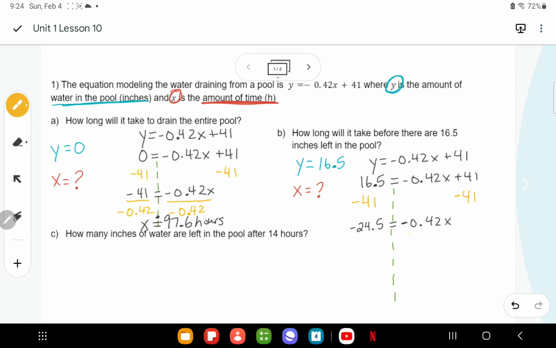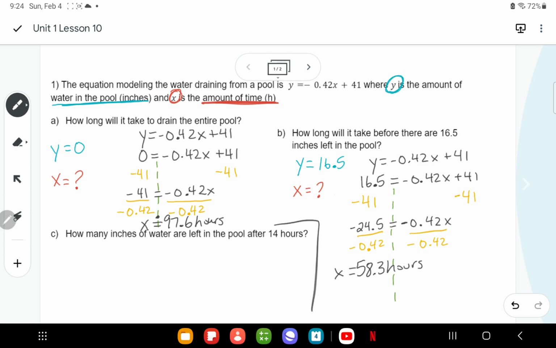Now I'm going to divide by negative 0.42. And that would round off to about 58.3. And that's going to be hours. So x equals 58.3 hours.